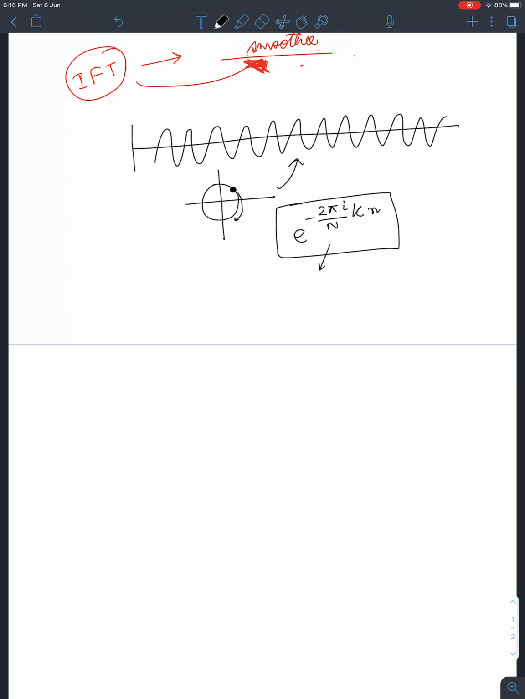This actually has a real part. So what is e to the power i x? That is cos x plus i sin x. So similarly, this function here has cos of 2 pi kn over N minus i sin of 2 pi kn over capital N. So this is the function that we are going to use, and here this k is actually going to tell us what the frequency will be.